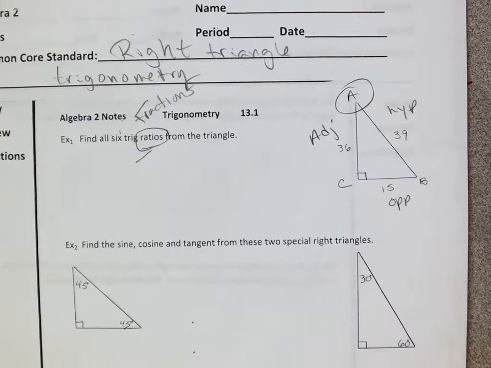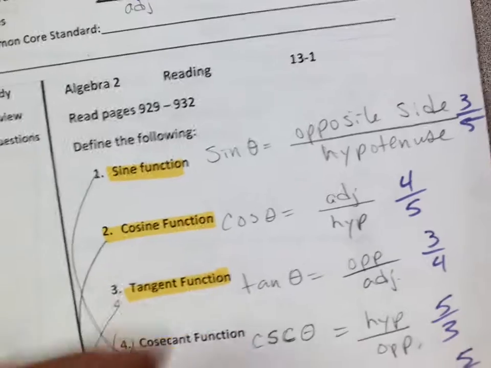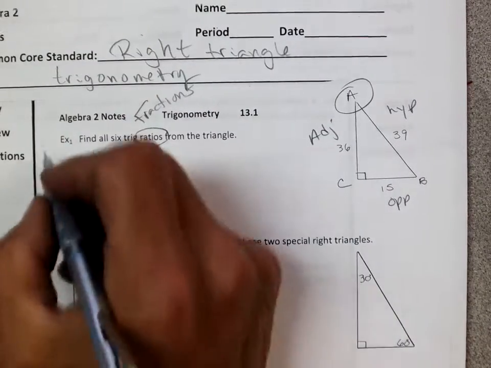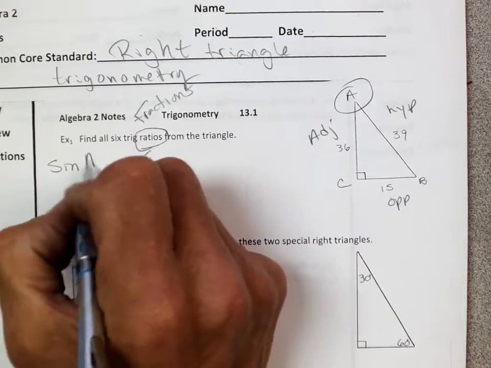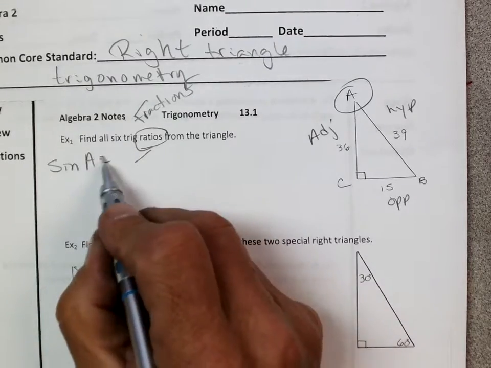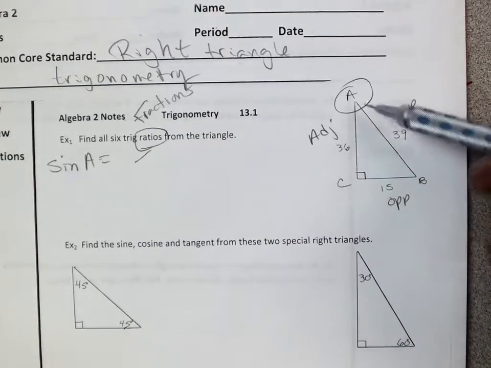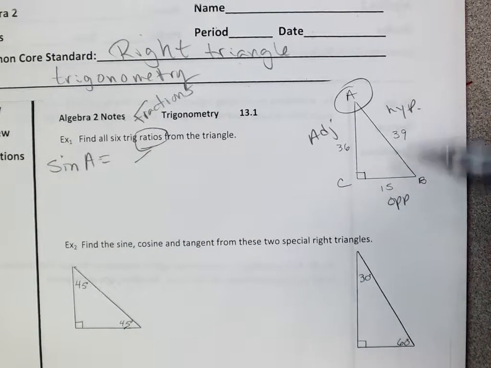So let's do it. We've got all 6 of these. We're going to have the sine, the cosine, the tangent, cosecant, secant, cotangent. We can do this, all right? So right off the bat, the sine of A as a fraction. Well, sine of A, sine, we're not in church. Sine is opposite over hypotenuse, so let's go 15 over 39. You okay with that?